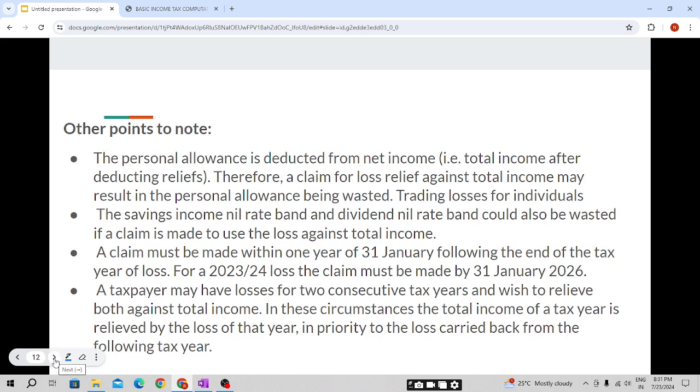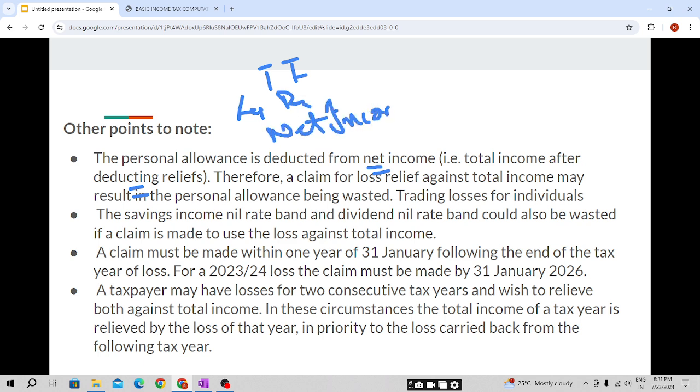Other points to note: personal allowance is deducted from net income. This is clear. Total income after deducting relief, that is total income less relief, we will get our net income. From this we will deduct our PA. Therefore, a claim for a loss relief against total income may result in the personal allowance being wasted. Trading losses for individuals.